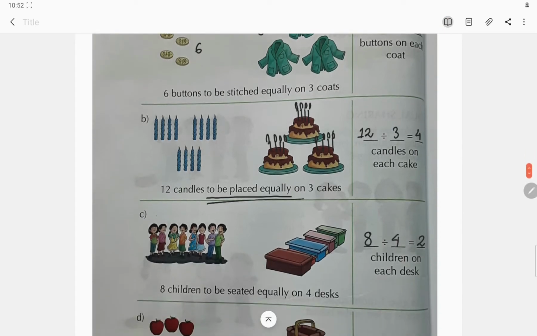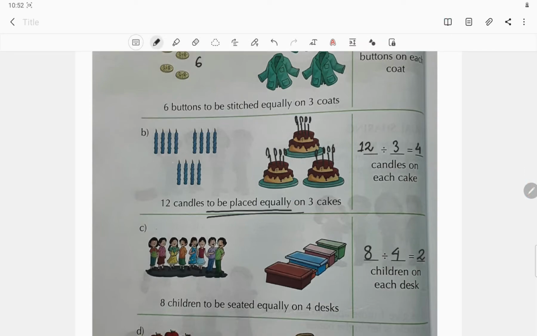Now the next question. There are 12 candles, and 12 candles are to be placed equally on 3 cakes. The question is, how many candles will each cake get? So there are 12 candles, and if I give 4 candles to each cake, then it will be equal sharing, right? Then each cake will get 4 candles.